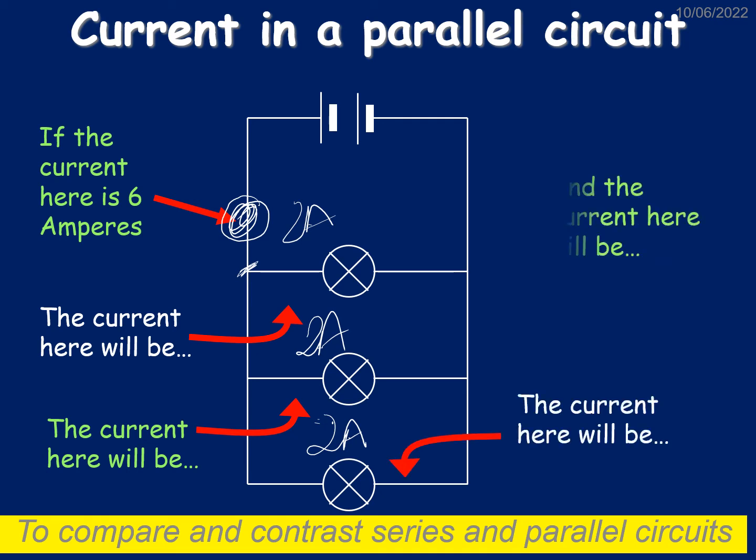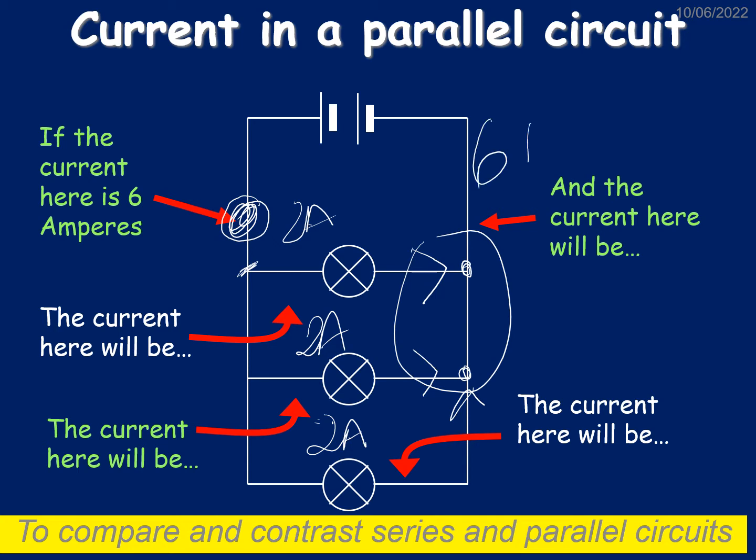Then what will happen? So the 2 amps is coming here. This 2 amps is coming here. This 2 amps is coming here. Here, the 2 amps are going to meet. So finally, the current that goes back to the cell is going to be again 6 amps. So the current that came from the cell is 6 amps. It got split among the three bulbs equally because the bulbs were having the same resistance, and then they combine together and then go back to the cell.